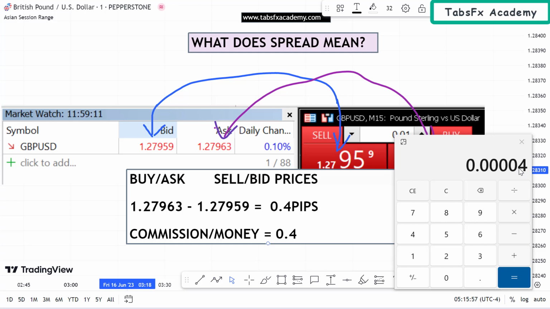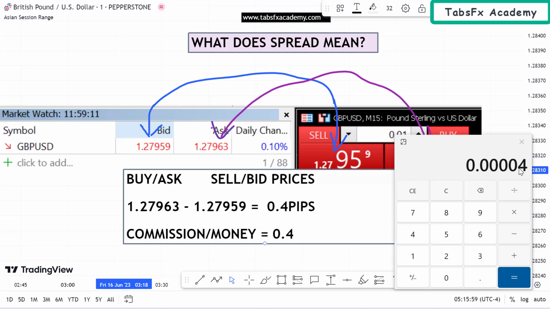In the case of the Japanese yen and the US dollar, for example, which has 3 decimal places, you consider 2 decimal places to give the number of pips, and then the 3rd decimal place gives you the pipette, the fraction of the pip. So in this case, we have 0.4 pips. So that is the spread.